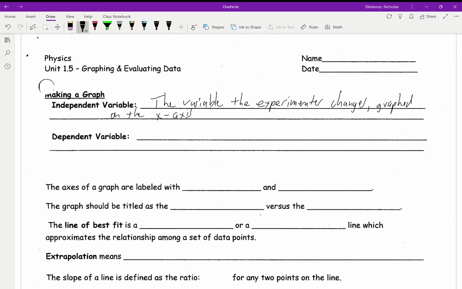The dependent variable is what's going to respond to changes in the independent variable. So it is the variable that changes as a result of changes made by the experimenter. And what that's referring to is the independent variable.